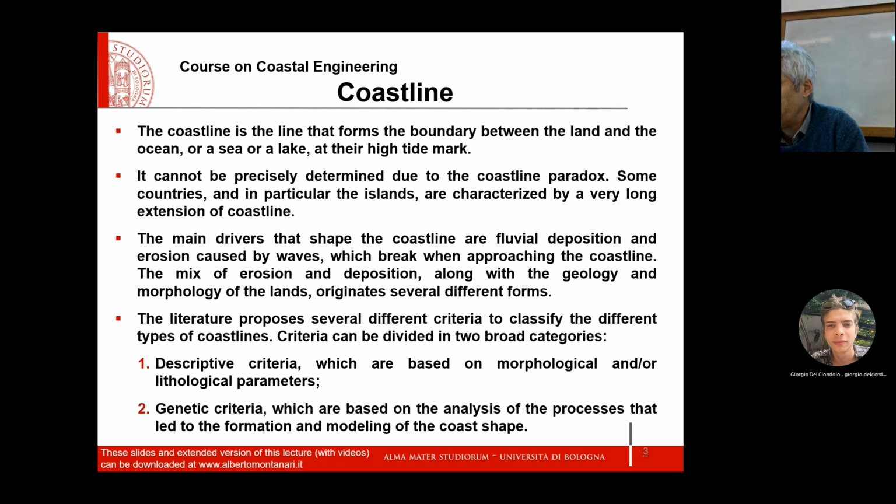Now, there are several ways, several criteria proposed by the literature to classify coastlines. Why is classification important in general in the analysis of natural processes? You may find the answer by thinking that science has been traditionally based on classification. Think of classification of minerals, classification of fossils, because by classification, you get useful information to understand the processes that you are interested in.